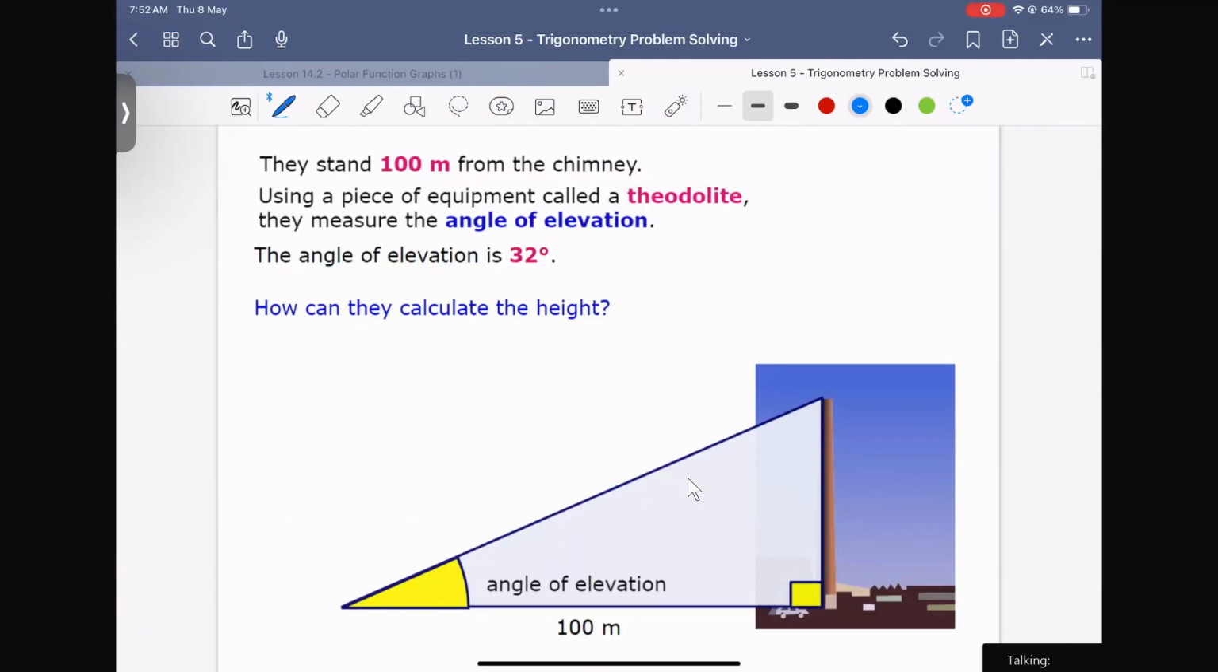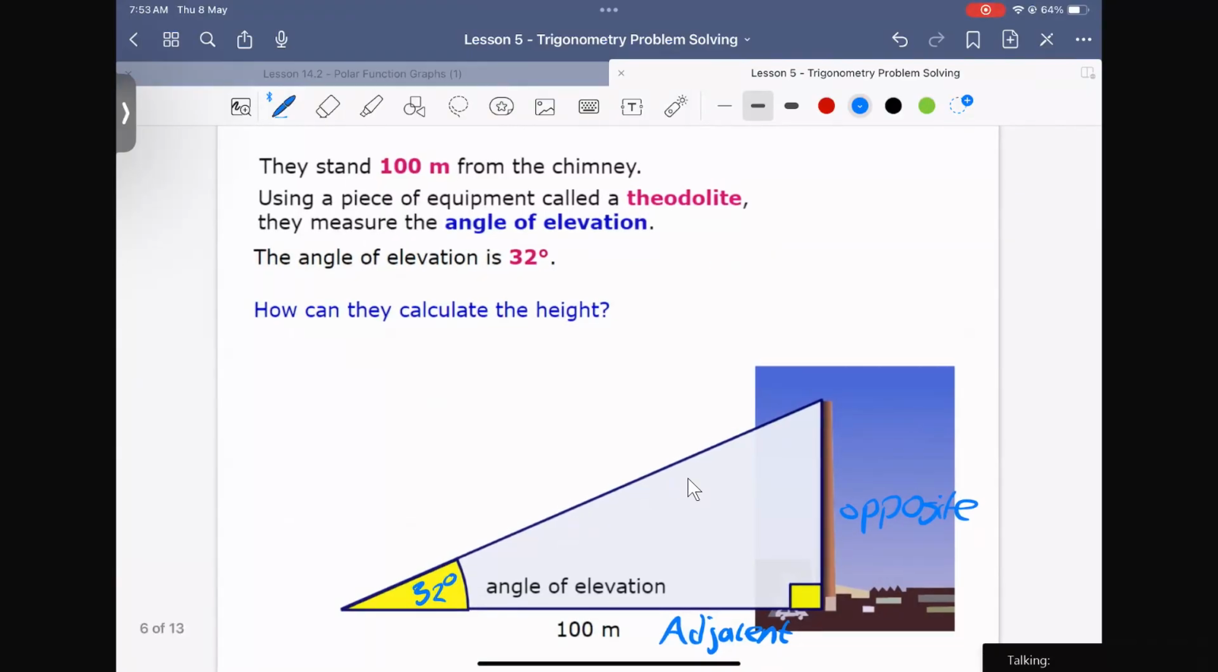So how are they going to calculate this? If you remember, we've got our angle here of 32 degrees. This is going to be our theta. Let's label our sides. That makes this one the adjacent, and this one is going to be the opposite. Three P's. Opposite. So doing our little triangles, we've got SOH, CAH, TOA.